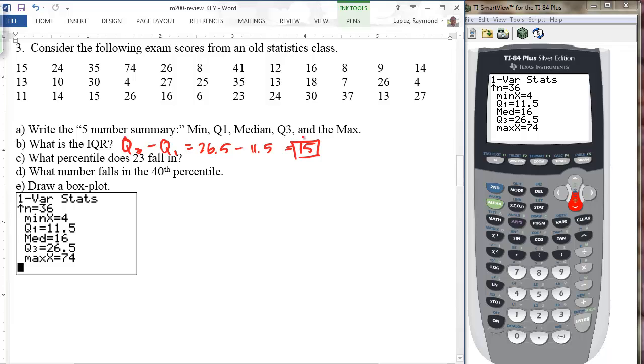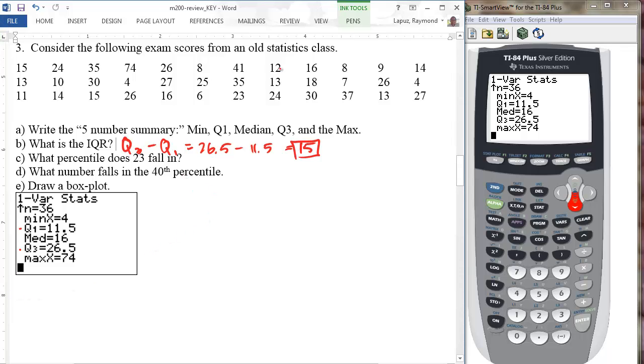Part C is asking us the percentile in which 23 falls. So I don't know if I'll be asking these questions on the exam because the book didn't really go over percentile in great detail. I think the 25th and 75th percentile are important because that's really just Q1 and Q3, and the 50th percentile, of course, is the median.